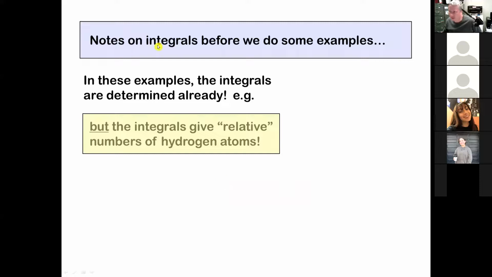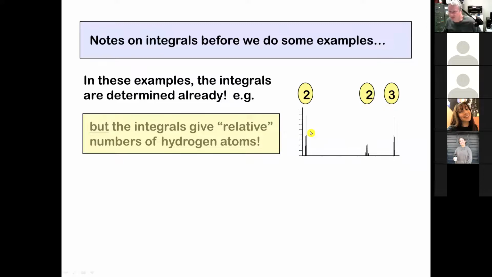One more thing. Note on integrals before we do examples. In these examples, the integrals are determined, so I'm going to give you the integration. Makes it easy, right? But remember that integrals are a relative number of hydrogen atoms. So if I say this is 2 to 2 to 3, that might be a CH2, a CH2, and a CH3. How many protons are there? 2 plus 2 plus 3 is 7, right?